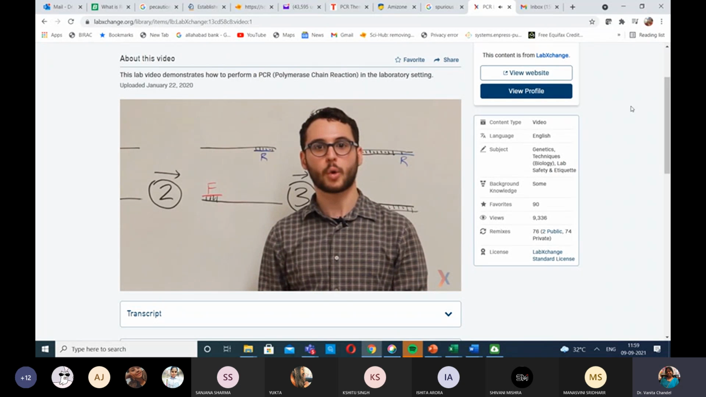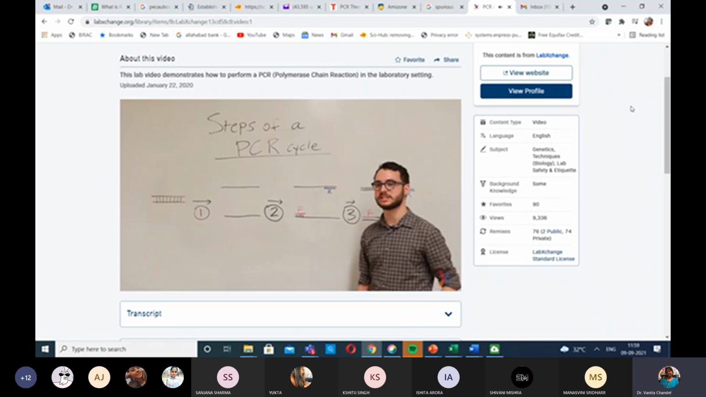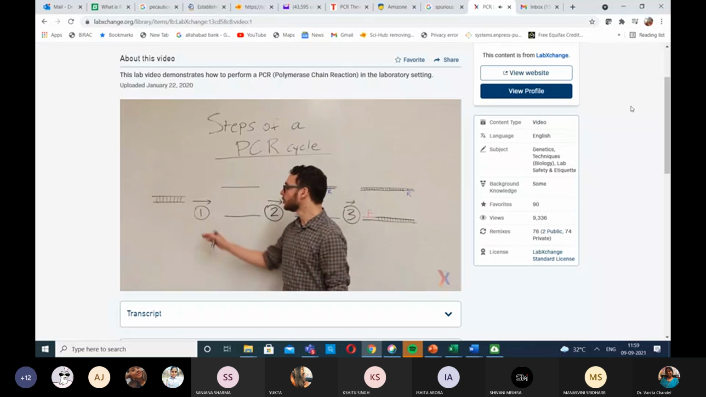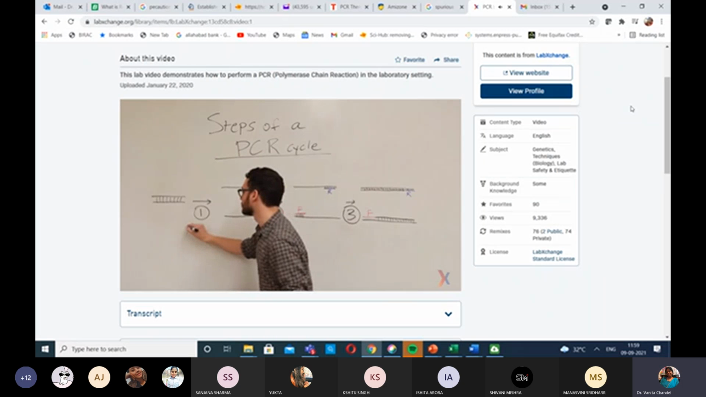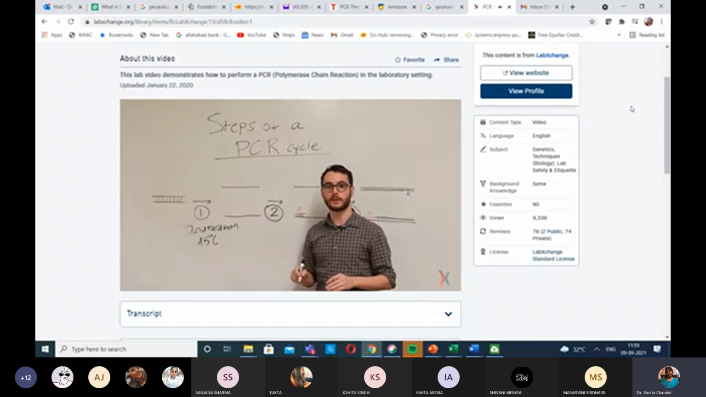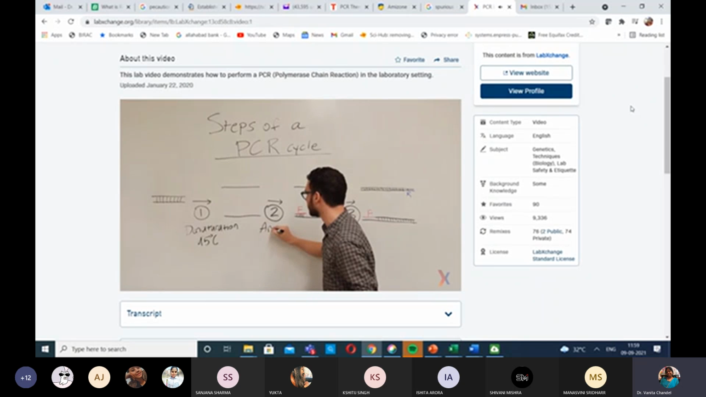Before I set up the PCR program, I want to quickly review the 3 steps of a PCR cycle. In the first step, double-stranded genomic DNA is unwound and separated into 2 single strands. This step is called denaturation, and it occurs at 95 degrees Celsius. Once we have 2 single strands, we lower the temperature to allow the primers we designed to bind to the complementary regions within the genome. This step is called annealing.